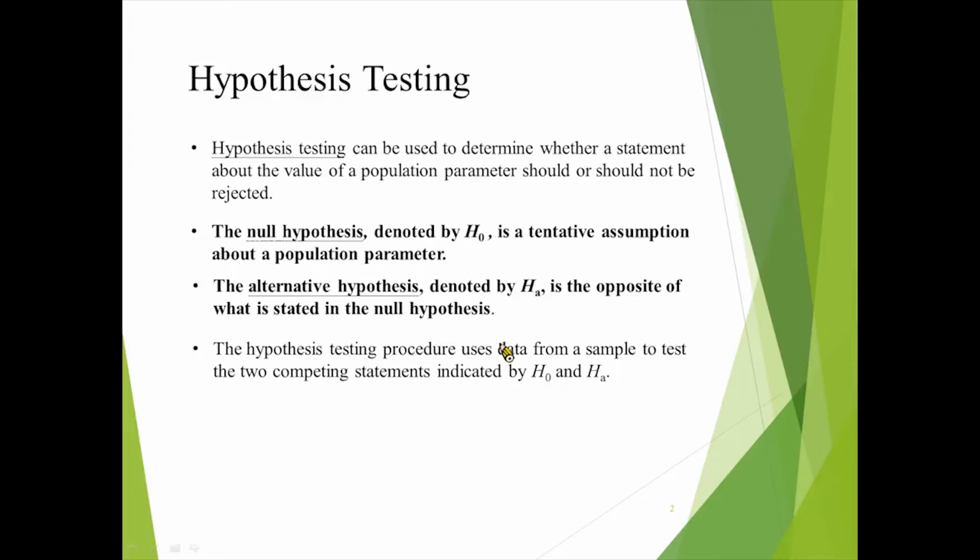Hypothesis testing can be used to determine whether a statement about the value of a population parameter should be rejected. The null hypothesis, denoted by H0, is a tentative assumption about the population parameter. The alternative hypothesis, denoted by Ha, is the opposite of what is stated in the null hypothesis. The hypothesis testing procedure uses data from a sample to test the two competing statements indicated by H0 and Ha.